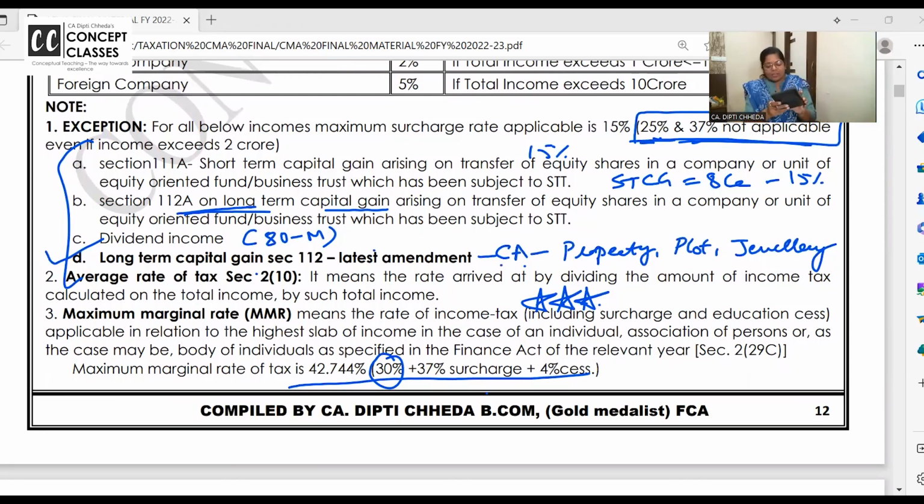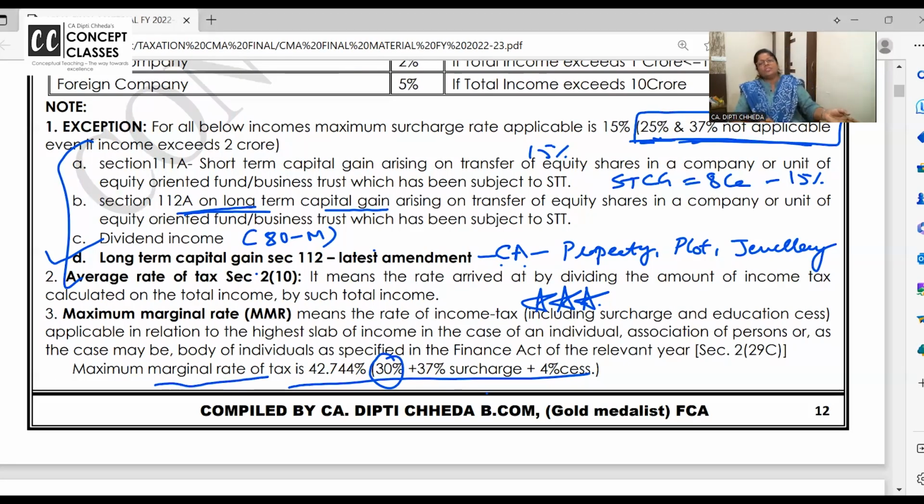Pick up your calculators. Some of you may be feeling, ma'am, what are you doing? Put income 100 in the calculator. This is going to come orally in the exam. 100 into 30%. 30% is tax. Are you all getting 30 in your calculator? Into 137%. Why 137? On 30 tax, add 37. So directly into 137%. 41.1 is tax plus surcharge. Into 104%. 42.744% is the highest rate of tax.